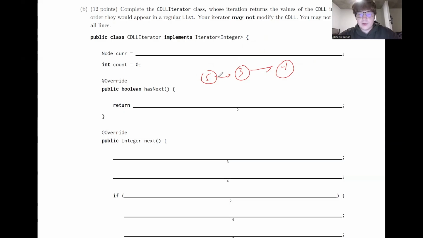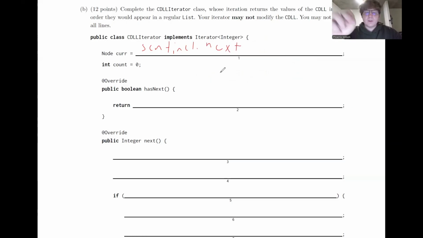So where do we even start? Well, a good place to start is that our list starts at some point, and that's going to be the next node to our sentinel. So it's going to be sentinel.next. That'll be the very first node in our linked list, and it'll correspond to the very first element in our underlying list.